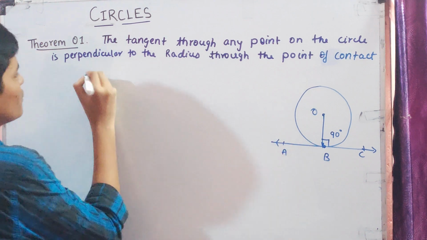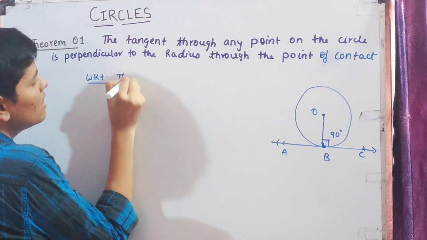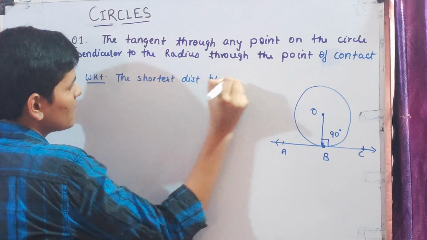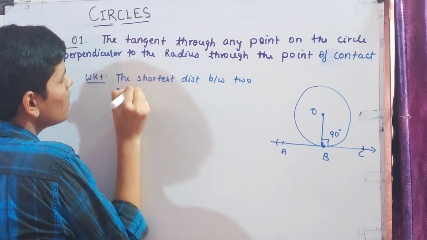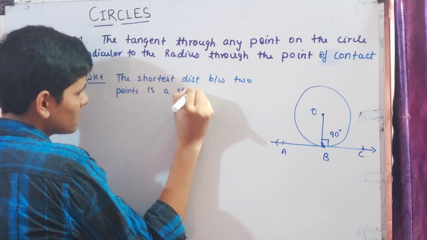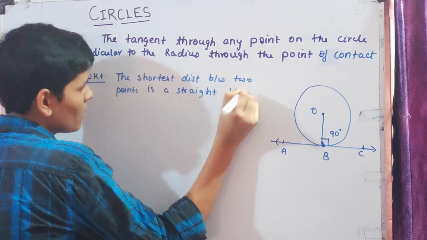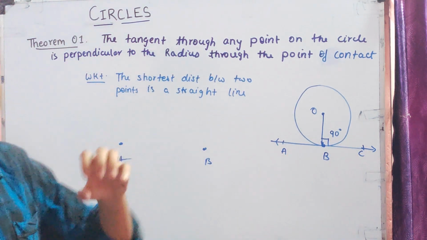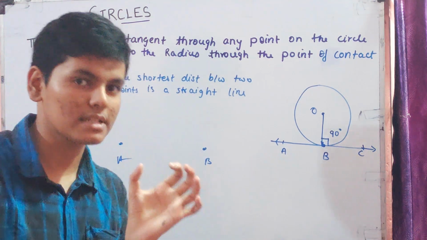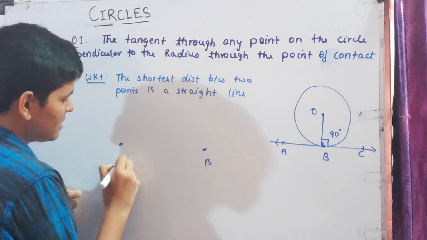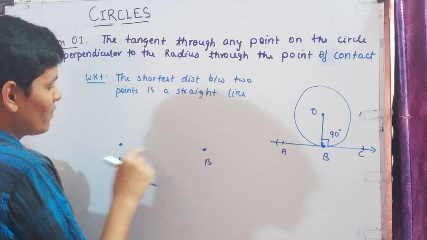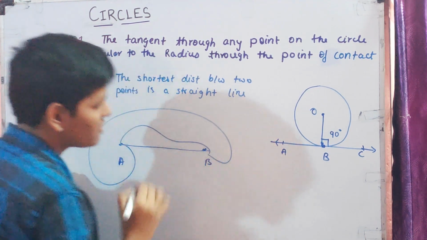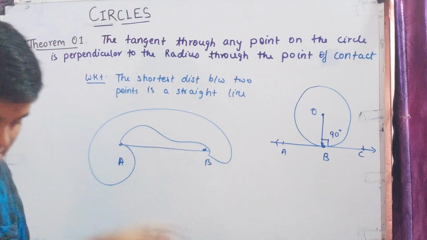One thing we know is that the shortest distance between two points is a straight line. Suppose this is one point and this is another point, A, B. If they ask us what is the shortest distance, or displacement, displacement is the shortest distance. There are infinite ways we can go from A to B. We can go like this, we can go in a circular manner. But the shortest distance is when we connect a straight line.